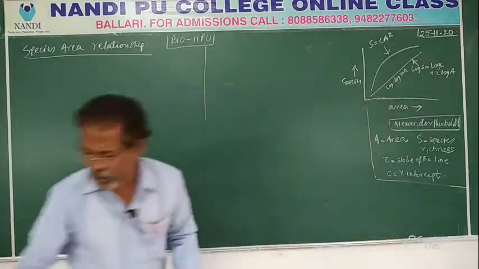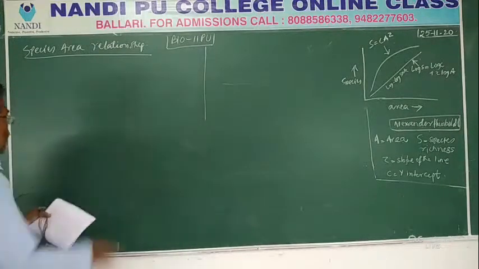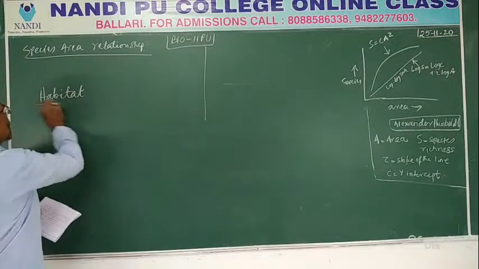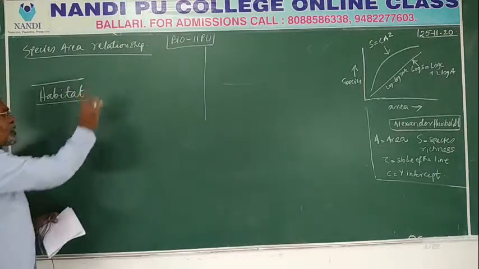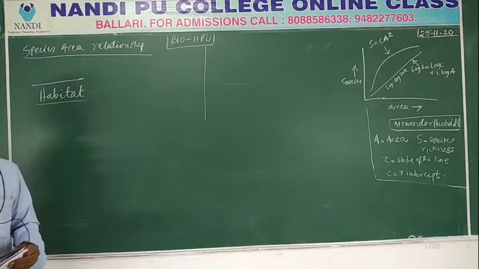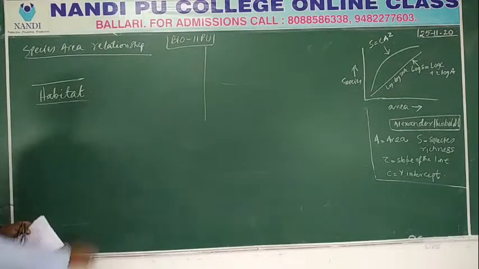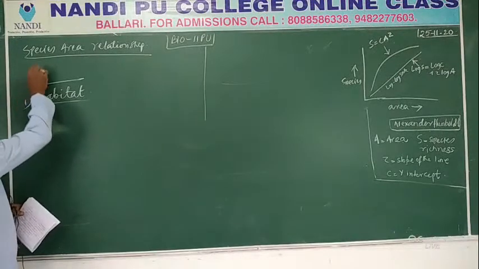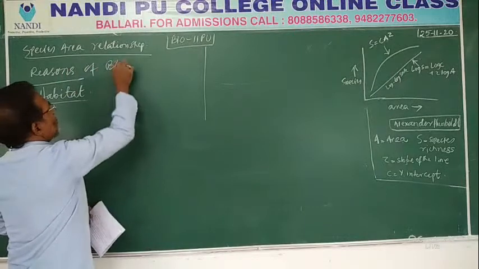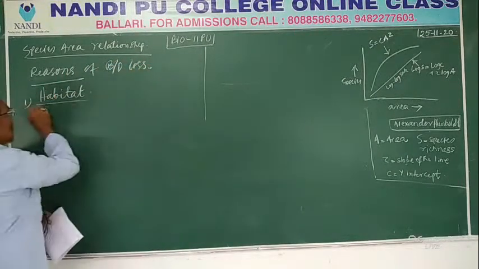Now we will see the reasons for this destruction. The very first one is habitat loss. Habitat loss is the most dangerous. Out of all reasons, this is always number one. Along with this, if any other choice is given, which is the most dangerous reason, then you will write about habitat. Reasons of biodiversity loss. One is habitat loss.